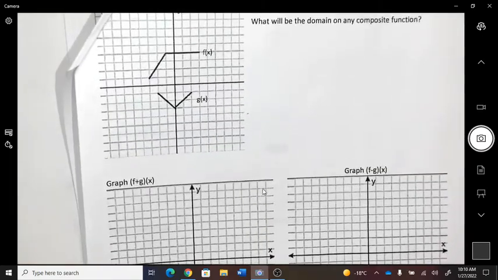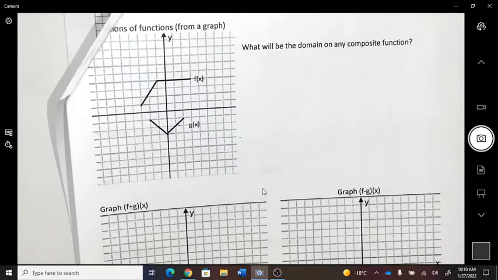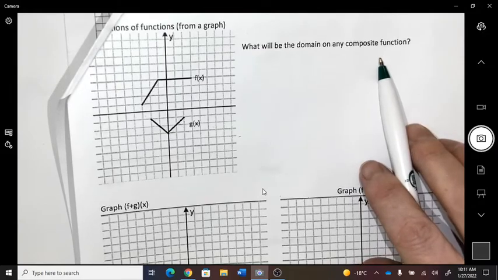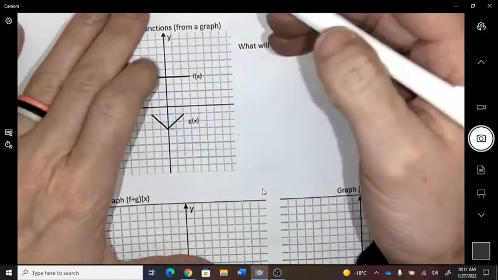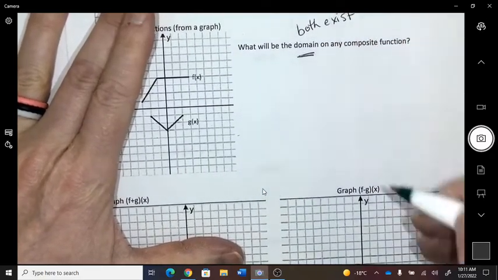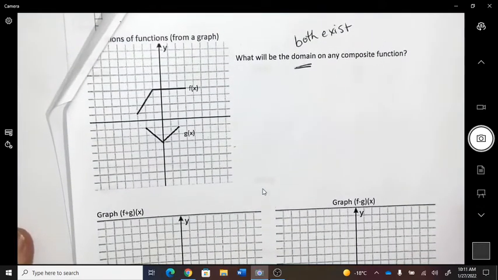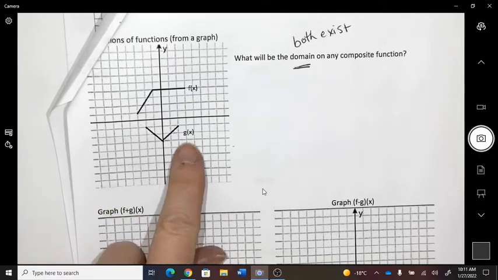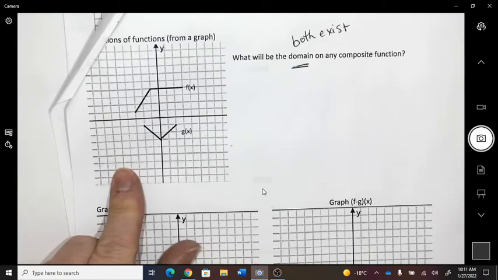Okay, so I have the graph of two functions, the f of x and the g of x. And we're going to be doing stuff with them together, which is called a composite function. So putting them together. What is the domain? So what is the domain where they both exist? They both have to exist. So what's the farthest left where they both exist? Where in the graph, on the left-hand side of the graph, will we go to them both existing?